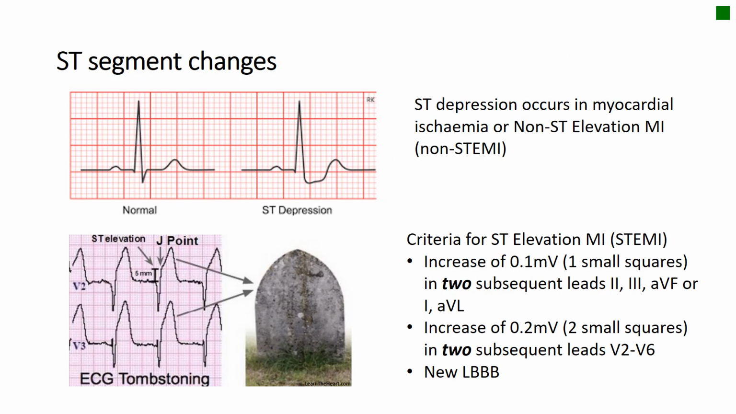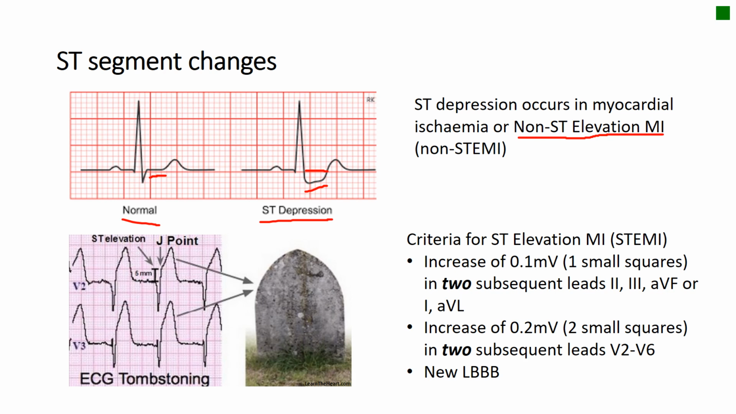So let's look at some ST segment changes. Here we've got normal. And compare that with ST depression going on here. So you see it's below the baseline as you get in the normal trace. It's ST depression, and that is classical in myocardial ischemia, particularly if someone's doing a treadmill test, so you might see ischemia arising and get chest pain after doing several minutes of exercise. Or it can also occur in a non-ST elevated MI, so just be aware of that.